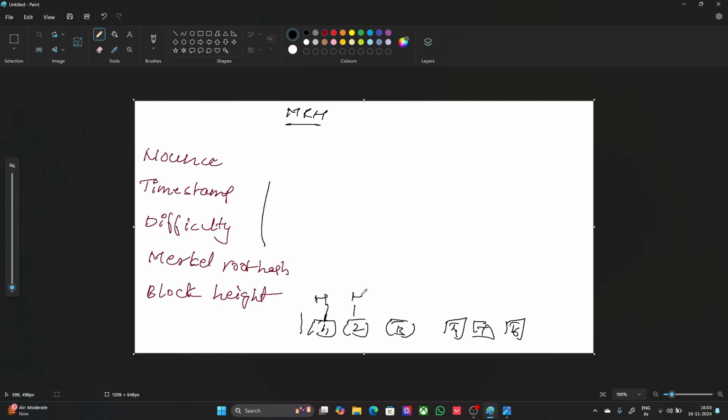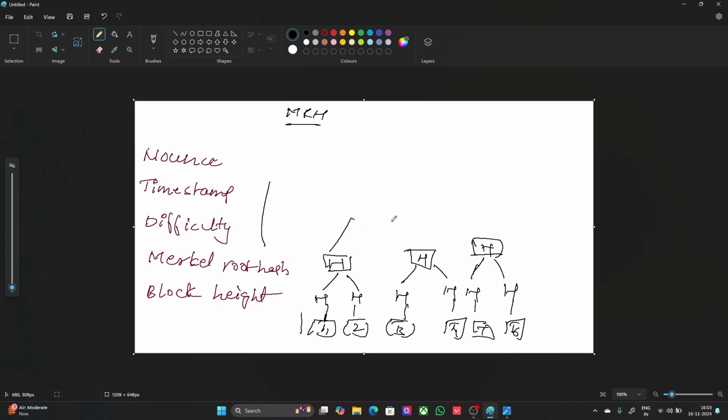Same will happen with this one, same with this one, same thing will happen with this one, and this one. After getting the hashes, these two hashes combined will be sent to SHA-256, and that SHA-256 will provide a single hash for both the hashes. Same thing happens with this one, and these two, and these two as well.